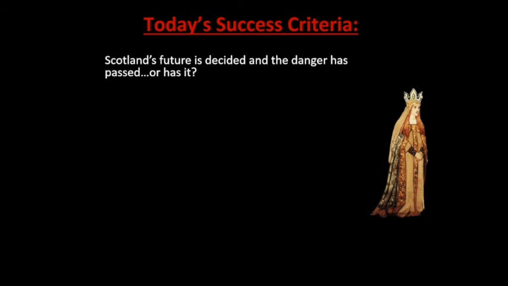So, looking back over today's session, Scotland's future has been decided, and it seems that the danger has passed. We've decided on someone to essentially take over from Alexander III. We've got the Guardians in place to rule. We have got an awareness of the challenges that are ahead. The immediate danger, though, of civil war and the kingdom being torn apart by the Bruces and the Balliols seems to have passed. The Guardians have shown that they are on top of the job. So between 1286 to 1290 or so, things are kind of rattling along, and it seems that the danger has passed. Or has it? We'll find out in future sessions.